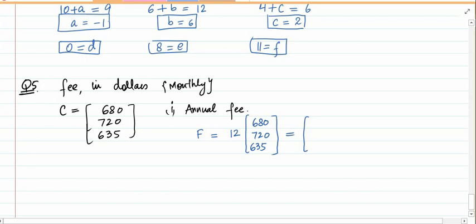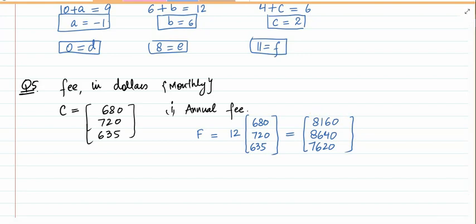So after multiplication, 12 multiplied by 720 is 8640. 12 multiplied by 635 is 7620. I think I made a calculation mistake in the first one. So again, 12 multiplied by 680 is 8160. So that is the annual fee of each child care center, right? That was asked in part 1.